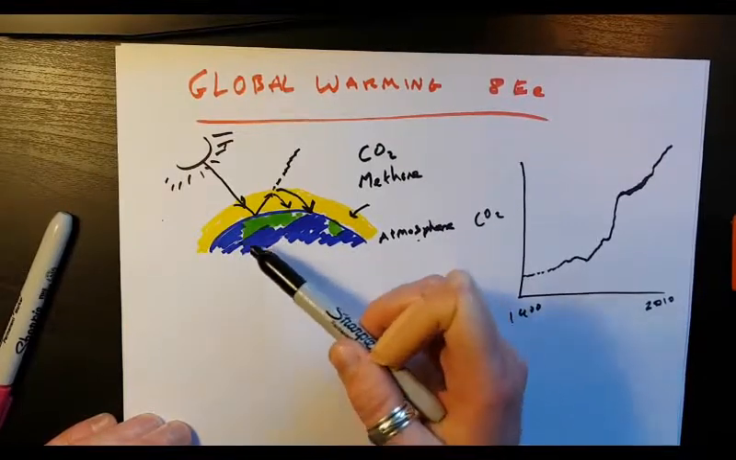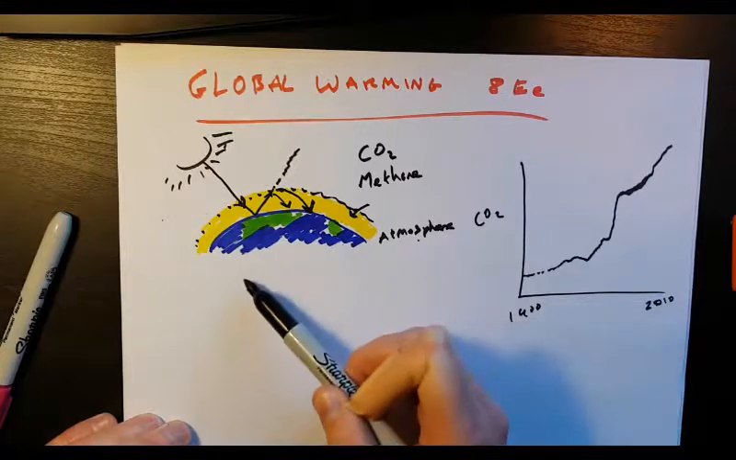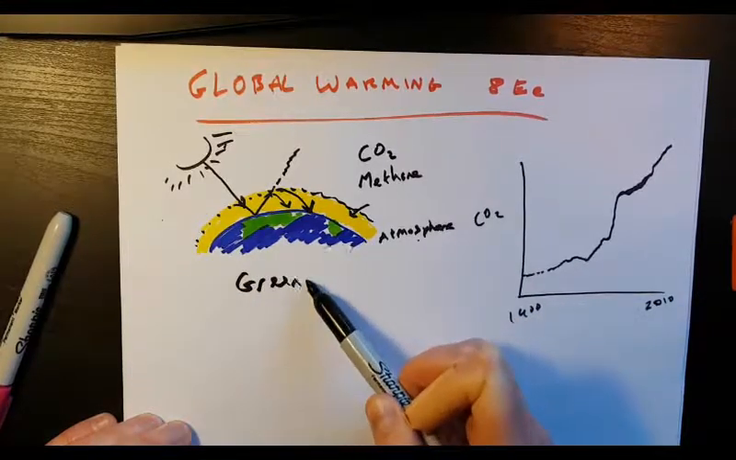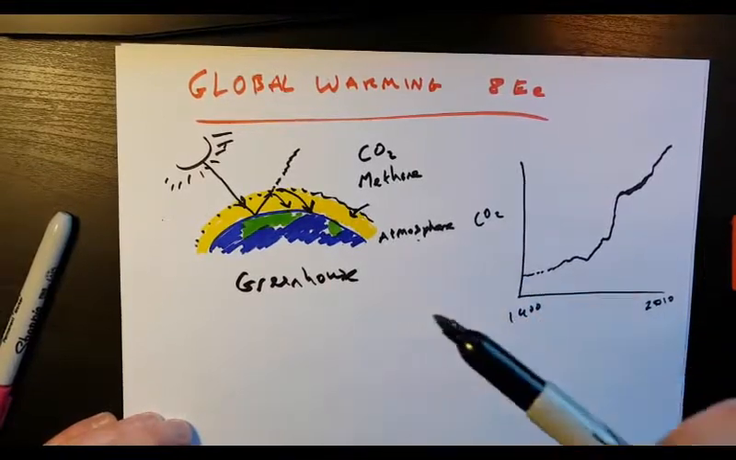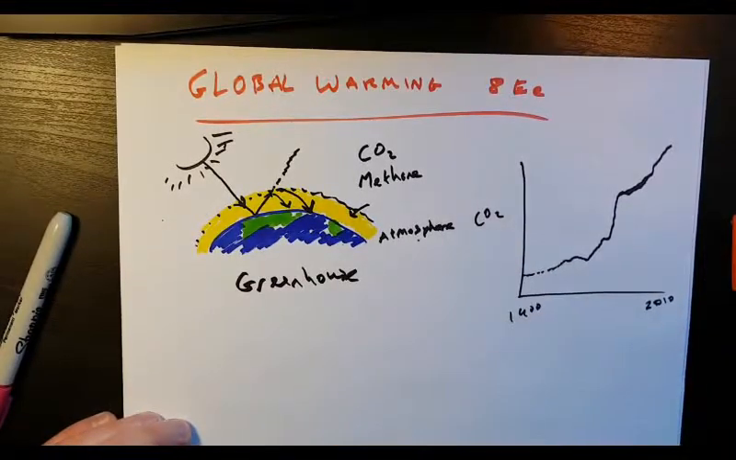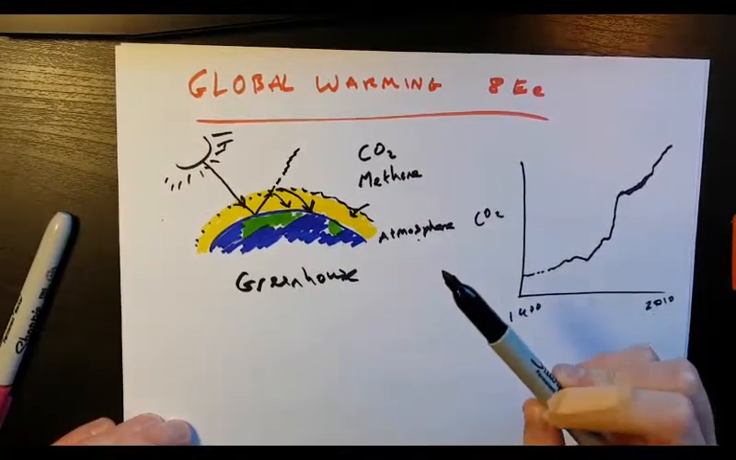Now that is why this is called the greenhouse effect, because if you think about it, if this atmosphere is changing, this is how a greenhouse works. In the same way that the light energy can get through the glass, and the heat energy can get through the glass, but when it reflects back, some of it is trapped.